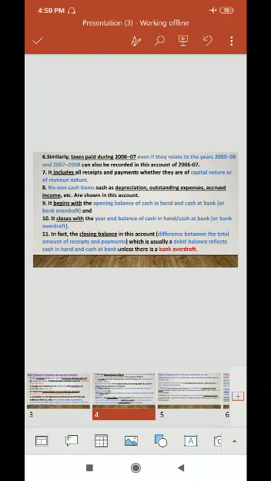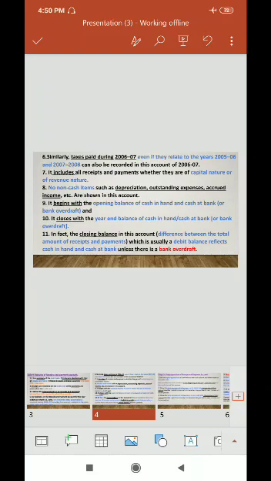Coming to the next point, the eighth point, which is the most important point: no non-cash items such as depreciation, outstanding expenses, accrued income, etc. are shown in this account. You are not supposed to show non-cash items. What is the meaning of non-cash items? Those transactions which actually do not involve cash. There will be neither cash inflow nor cash outflow. In such situations, such transactions are not supposed to be recorded in the receipts and payments account.